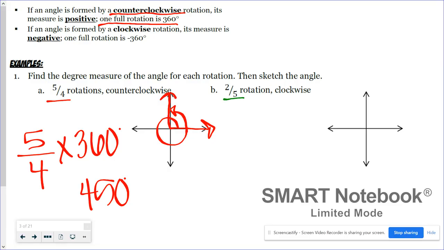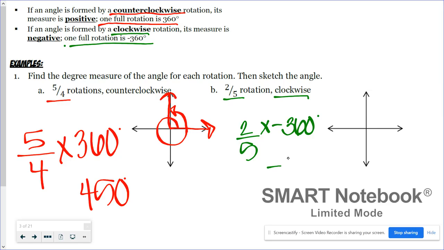So on B, I'm working with 2/5 rotation. This time it's clockwise. Clockwise is negative, so one full rotation would be negative 360. So I go 2/5 times negative 360, and I do my math, and I get negative 144 degrees. When I go to graph this, I have my initial side on the positive x-axis. I want to make sure this time I'm going in a clockwise direction. So I'm going to go like so.